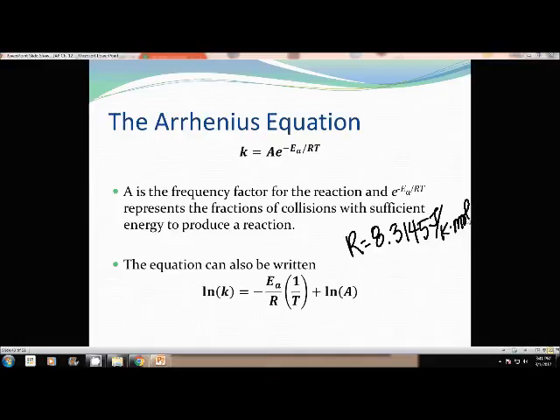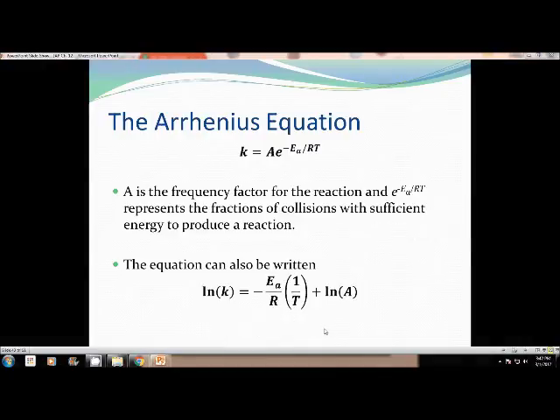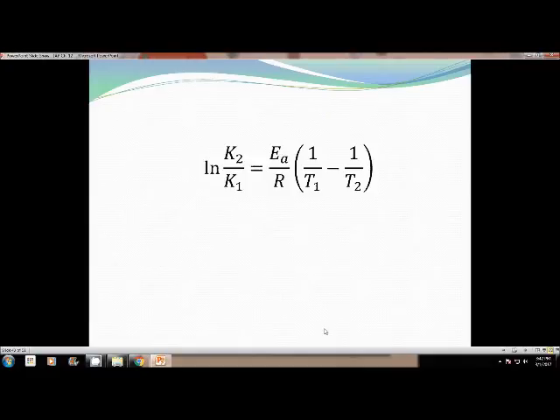If we take the natural logs of both sides, then we can get rid of that e to the x function, and it sets up really nicely into a linear equation where the slope is equal to the negative activation energy divided by R. That's nice for when we have to graph things. We can get a linear equation, and then we can find the slope or find the activation energy. This equation is not in your notes, but you need to write it down because we need it for example 8. This is the comparison of two different temperatures and two different rate constants.